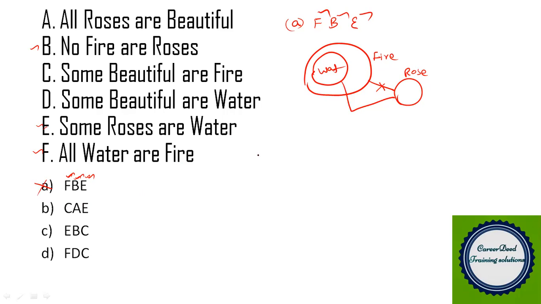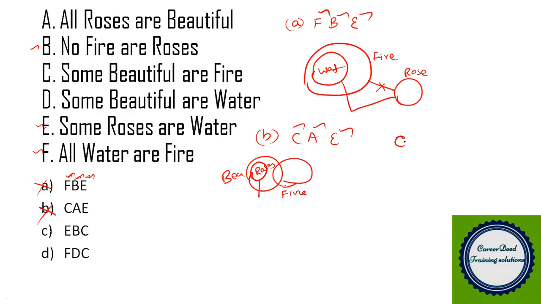Next, coming to option B. In option B, it is given C, A, E. So what is the first statement? C. Some beautiful are fire. So here you have some beautiful are fire. Next, you have A. All roses are beautiful. All roses are inside beautiful. Next, E. So E is some roses are water. See, there is no variable water in these statements, right? So you can't establish a relationship between roses and water. So definitely option B is also wrong.